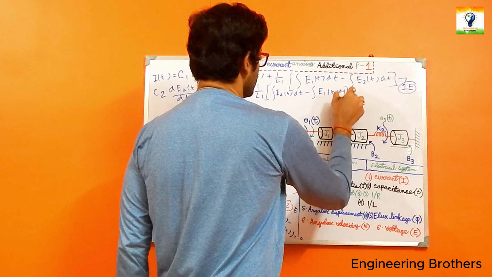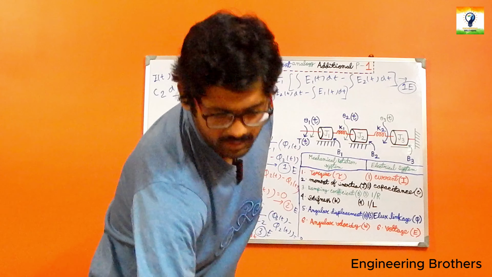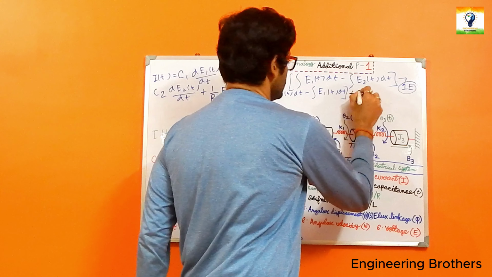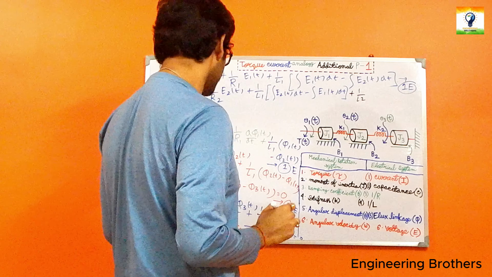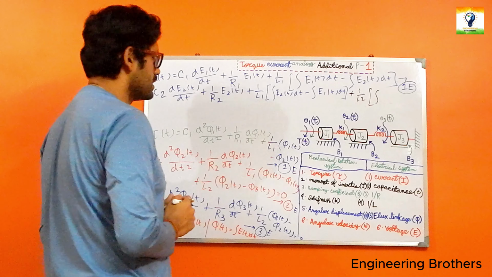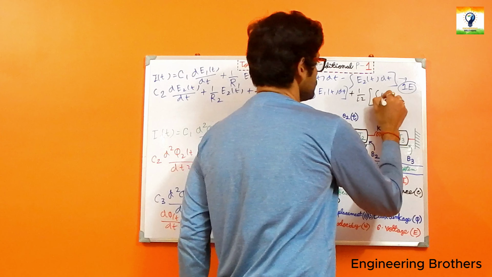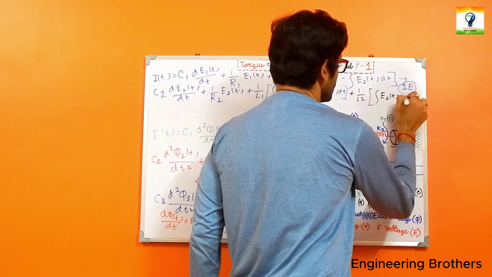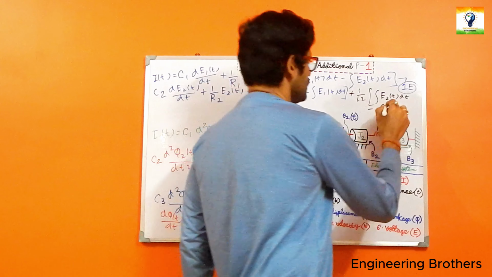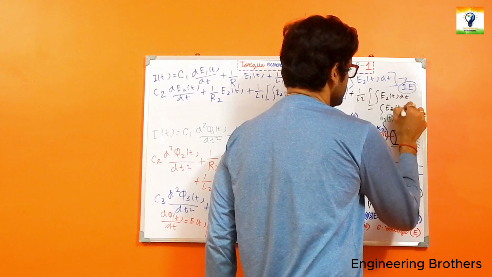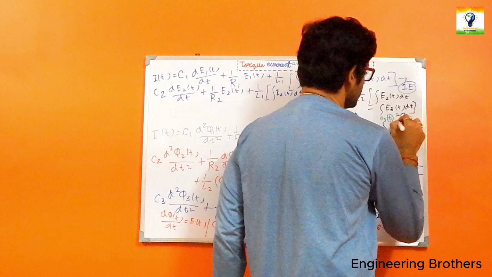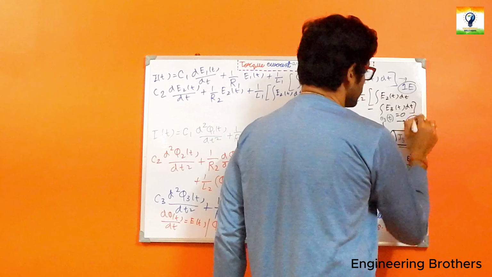And once again we have another term over here. The next term will be this one, plus 1 by L2, inside our bracket phi2(t). So inside our bracket the phi2(t) will become the integration of E2(t) dt, minus the integration of phi3(t), which means the integration of E3(t) dt. This will ultimately be equal to 0. So this will be our equation 2e.